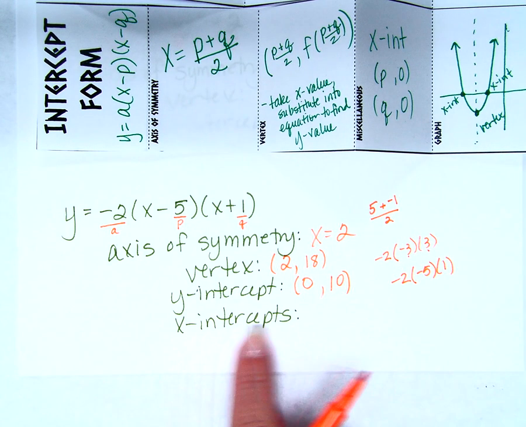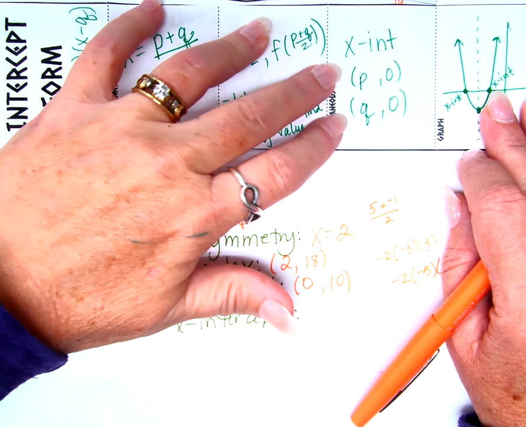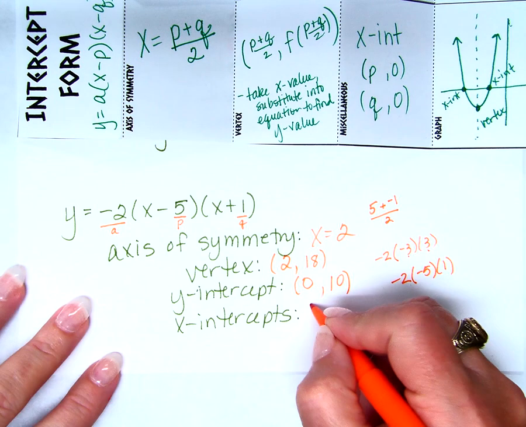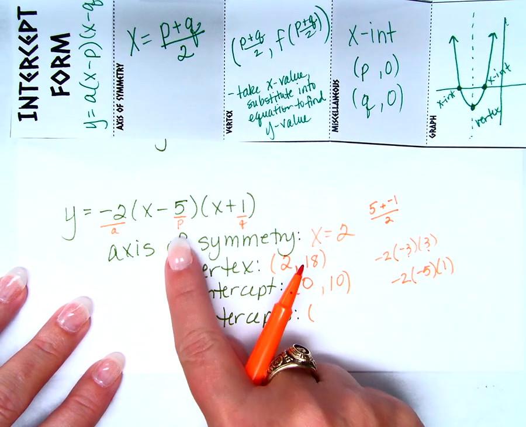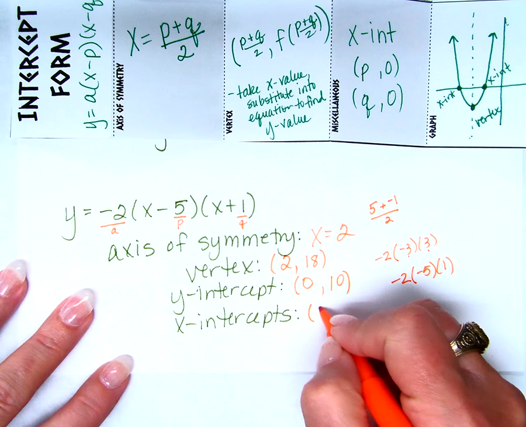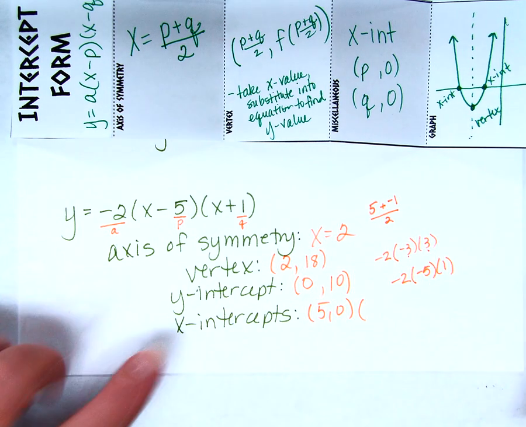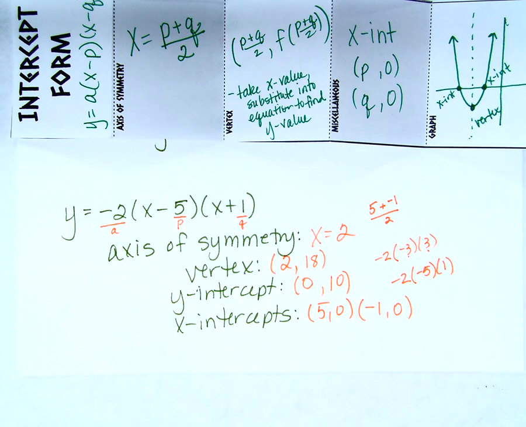Now there's one extra thing here on this one. Why? Because in intercept form, aren't these the two things that we're kind of focused on? The x-intercepts? So what are the x-intercepts? P, 0. What did we decide P was? 5. So 5, 0, and -1, 0. Very good.